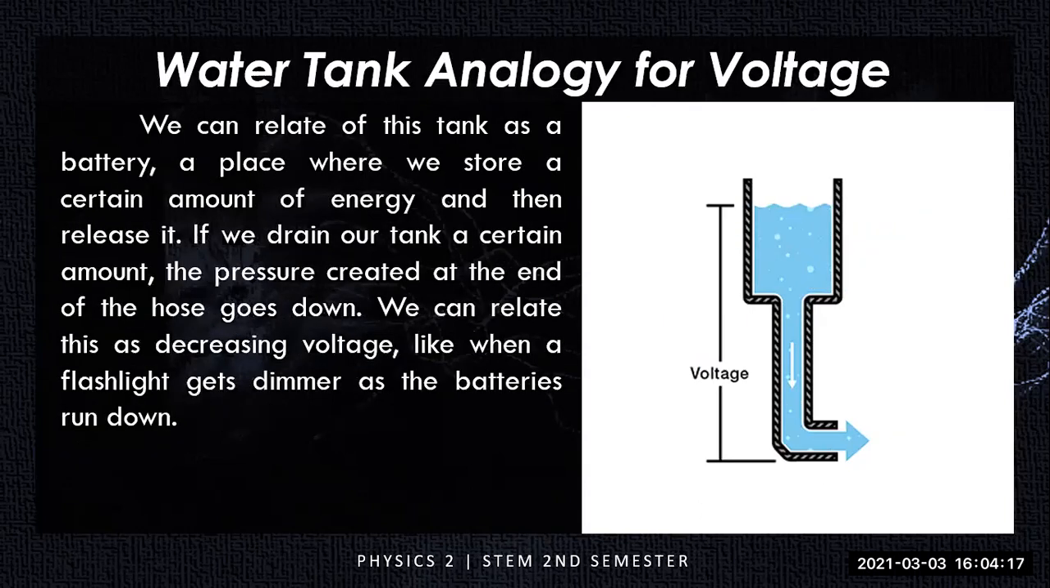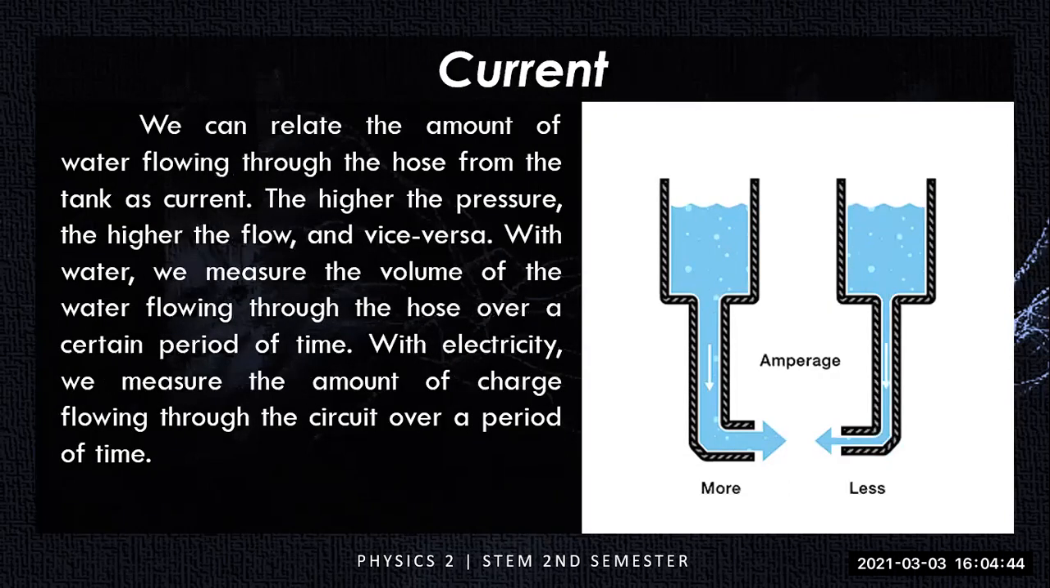As the water goes down and decreases in that container, the voltage or the pressure itself also decreases. Thereby, we can use that as an analogy for voltage. That is why when you use components that run on batteries, they go dimmer. For example, your flashlight: the flashlight gets dimmer as the batteries run down.